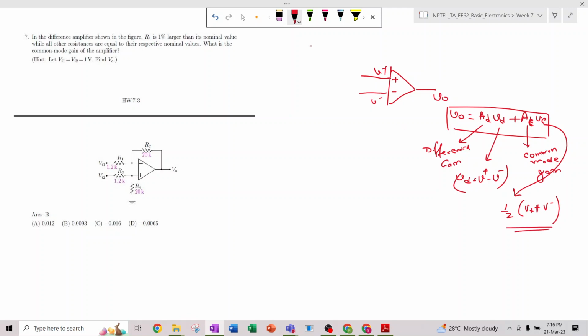Okay, so common mode gain, you can think of it in this way: suppose there is some noise due to something, some other thing. The same amount of noise will affect both terminals of the op amp, right? So here also it will affect and here also it will affect.